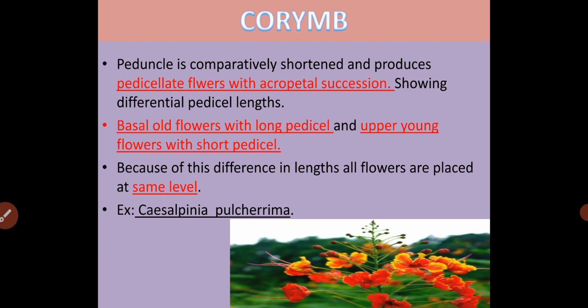Next one is the corymb. The peduncle is comparatively shortened and produces pedicellate flowers with acropetalous succession, showing differential pedicel length.